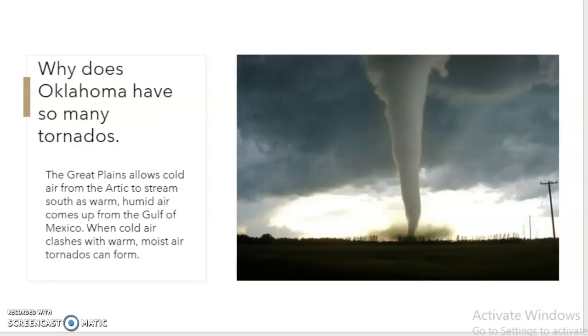Next we'll talk about how that makes Oklahoma have so many tornadoes. It's because the Great Plains allow cold air from the Arctic to stream south as warm, humid air comes up from the Gulf of Mexico. When cold air clashes with warm, moist air, tornadoes can form.